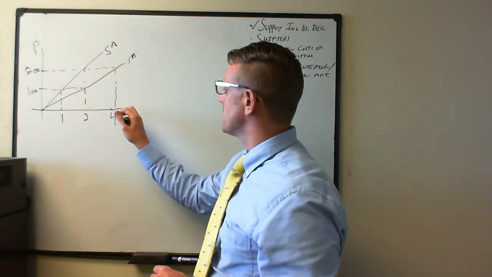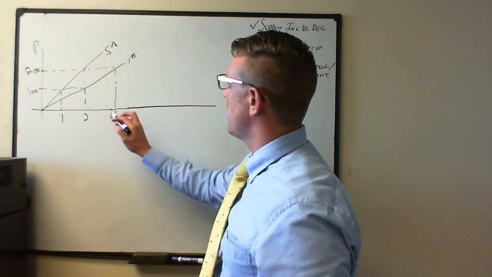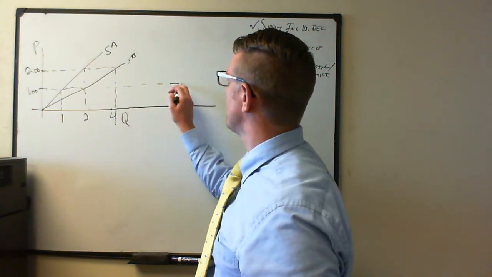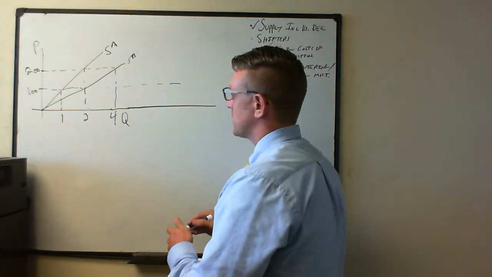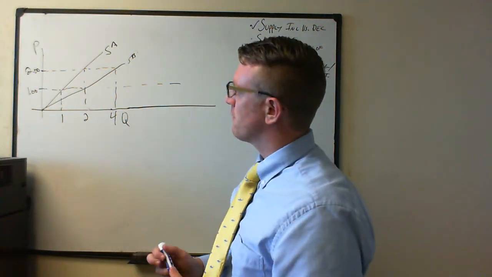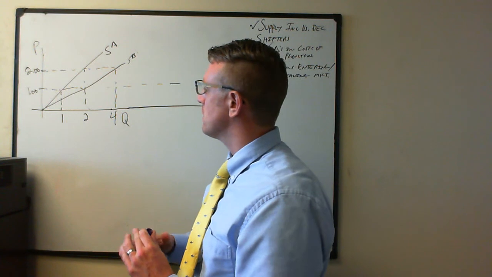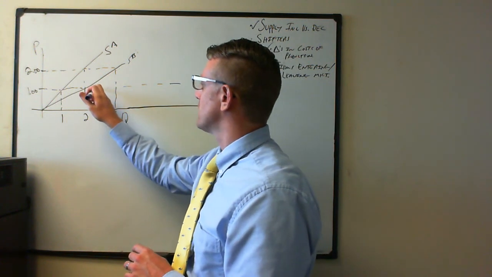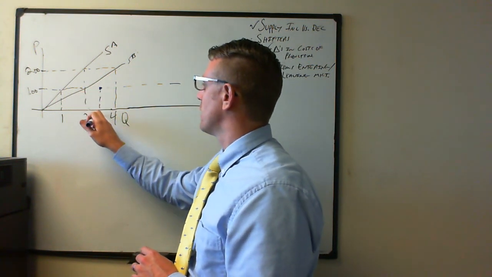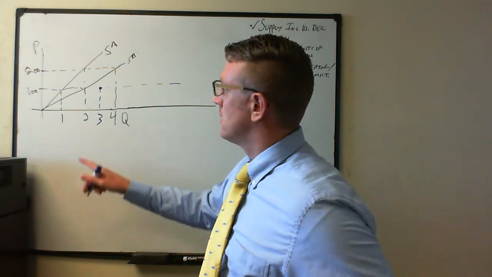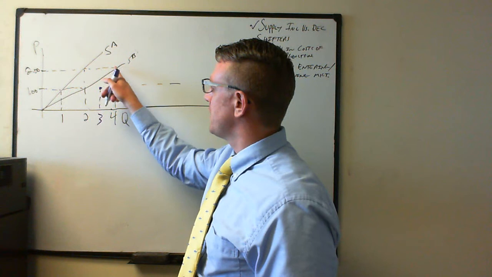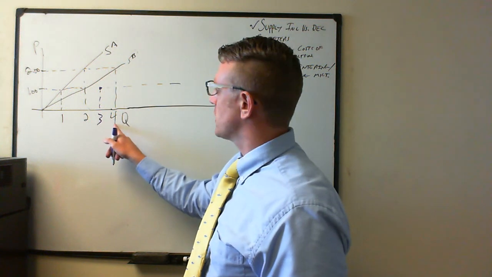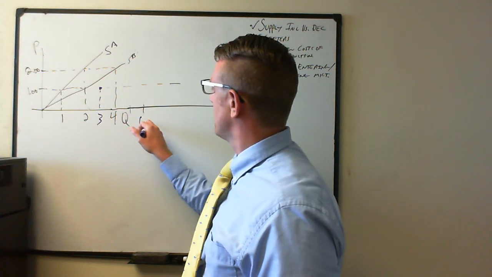Okay, we would take the horizontal sum, right? So, let's just continue this line out. At $1, firm A is going to supply 1 unit to the market. Firm B is going to supply 2 units to the market. So together, both firms supply 3 units. At $2, firm A supplies 2 to the market. Firm B supplies 4 to the market. So together, they supply 6.